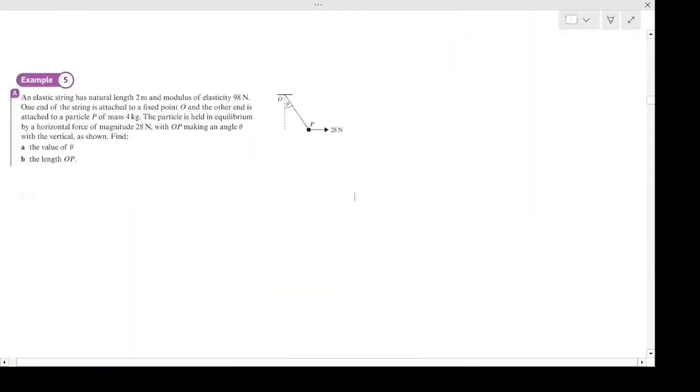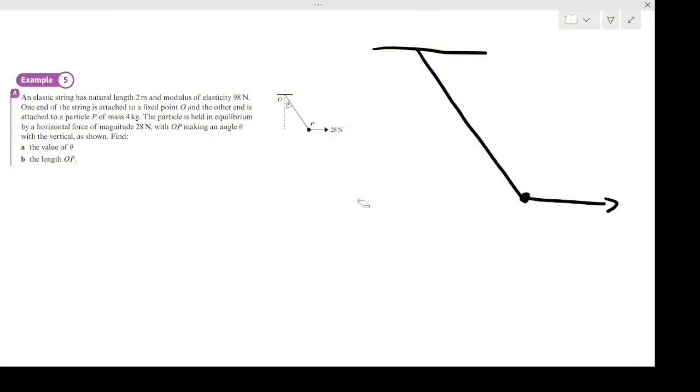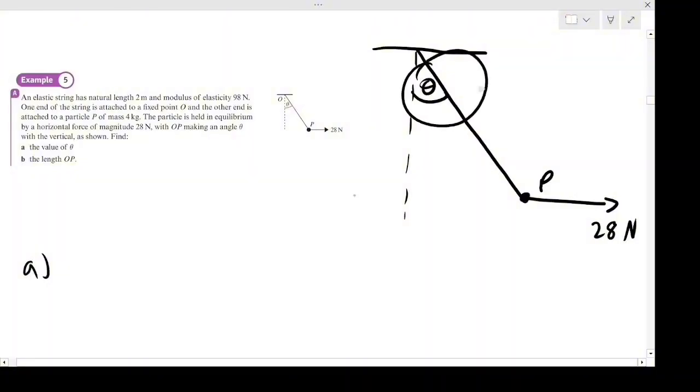Then we've got this question here. First of all, I'm just going to draw out the diagram to be a bit bigger. Okay, there we are. So we have an elastic string, natural length 2, modulus of elasticity 98. The mass is 4. Basically, everything's on the diagram. So they want me to find the value of theta firstly, the angle theta here.